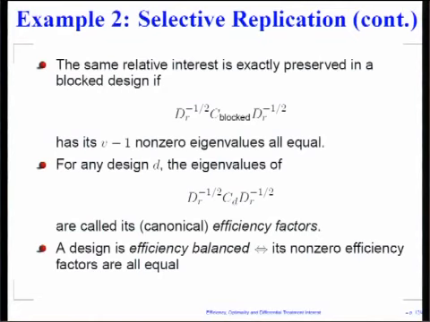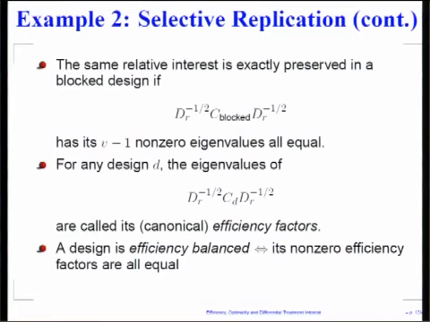In fact, most people here are going to know this because it's been talked about quite a bit at this conference. Do this operation to any design. There's your information matrix in the middle, and its eigenvalues are called the efficiency factors. And there's been a notion floating around for a number of years called efficiency balance, which just says that all the efficiency factors, except for, of course, one of them which is 0, the v minus 1 efficiency factors, are all equal.